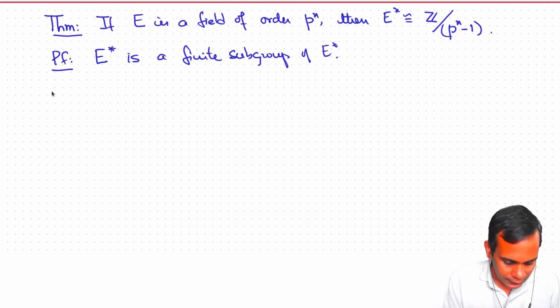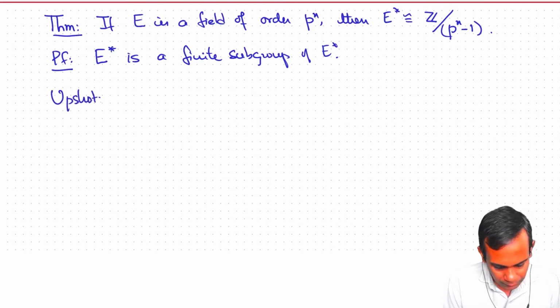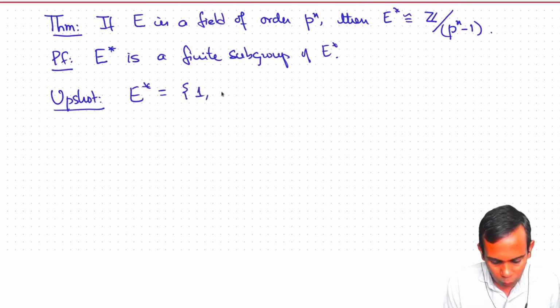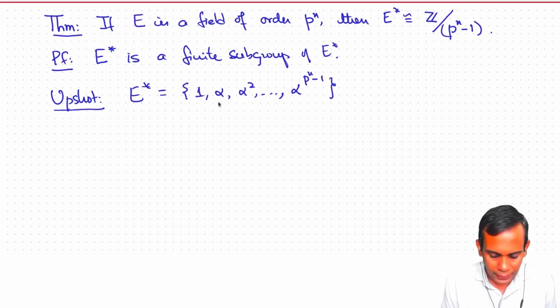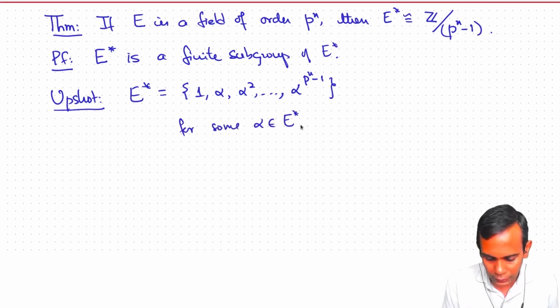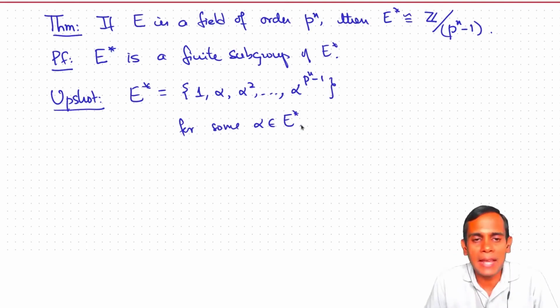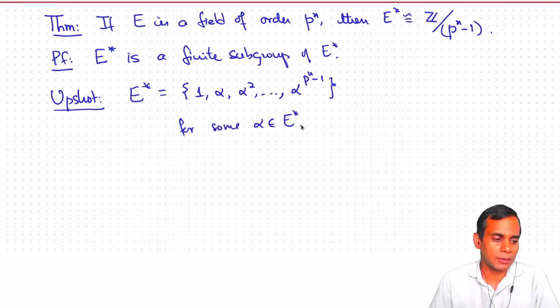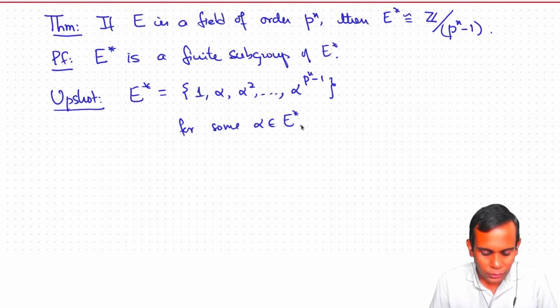So upshot of this is that E star can be written as 1, alpha, alpha squared, up to alpha to the power p to the n minus 2. You can pick an element alpha, a non-zero element of the field, such that every element of the field can be written as a power of that original element. Okay, so that's a very powerful property, and we'll see some applications of that in the next lecture.